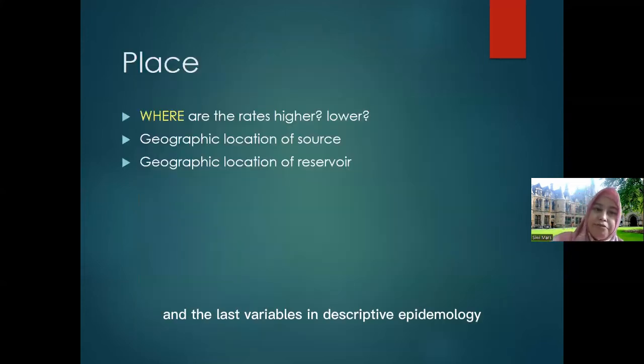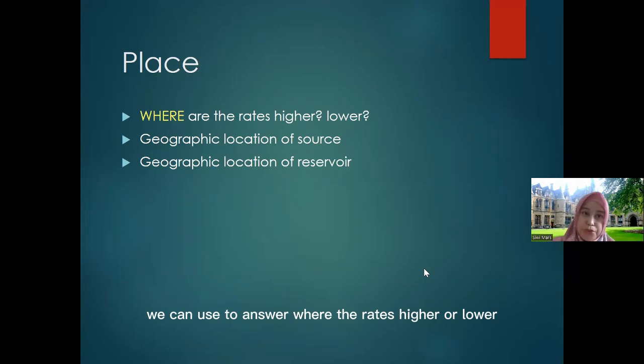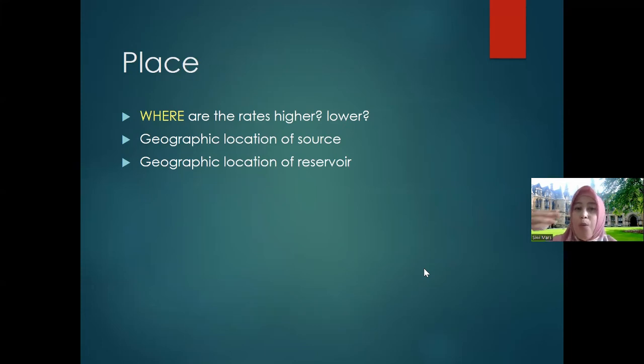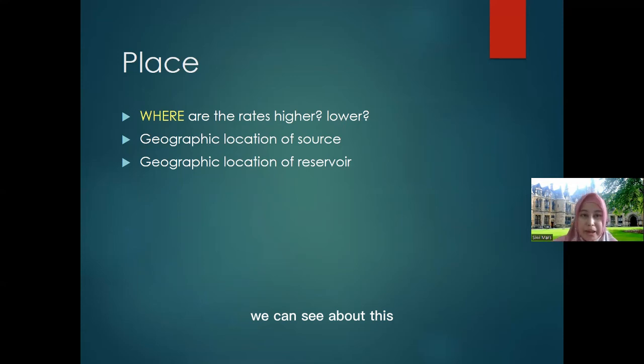And the last variable in descriptive epidemiology is place. Place we can use to answer where the rates are higher or lower, the geographic location of the source or the geographic location of the reservoir.